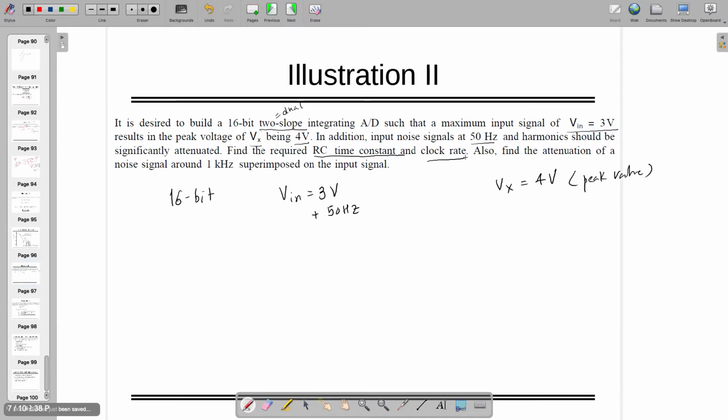And also find the attenuation of noise signal around 1 kilohertz. Now you can see, can you read the last line? Find the attenuation of a noise signal around 1 kilohertz superimposed on the input signal. So this is also considering another kind of noise, which is also because of 50 hertz interference only. Right? So we are using just two numbers like analog and mixed signal people, 1 kilo or maybe 50. Right? This is the same, and maybe you know the derivation better than me right now.